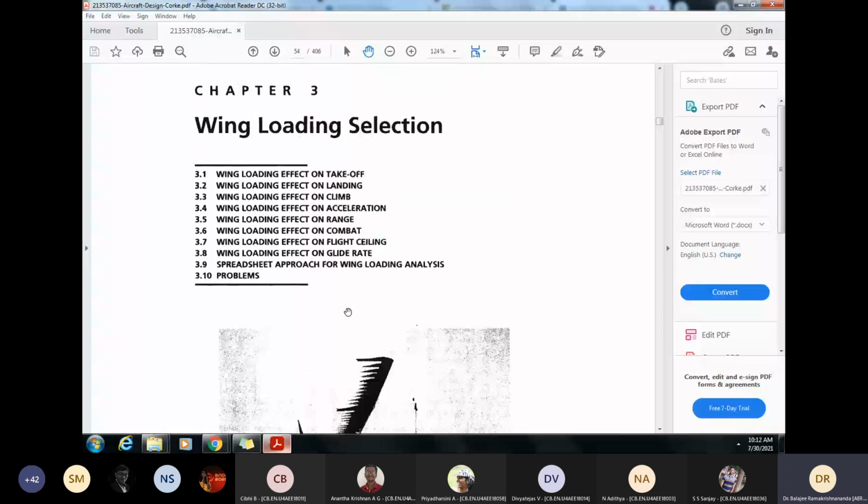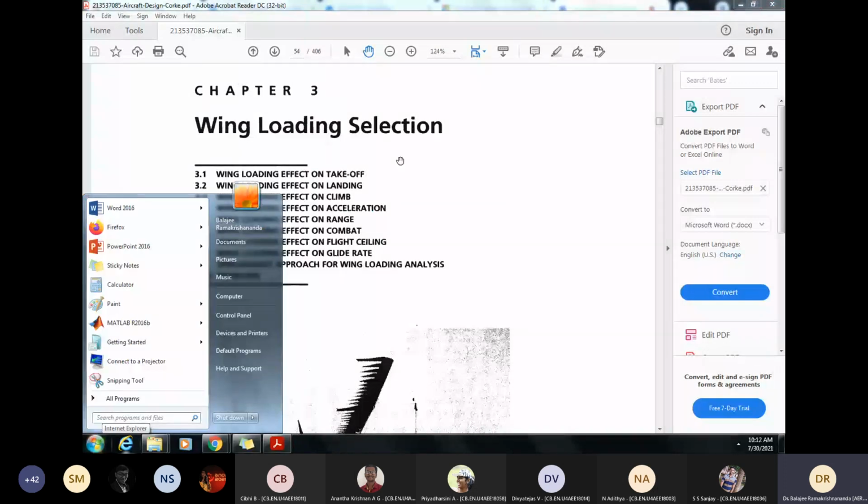Basically, wing loading depends on many factors. Some of these are given here.